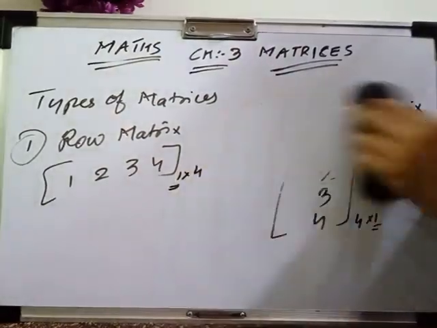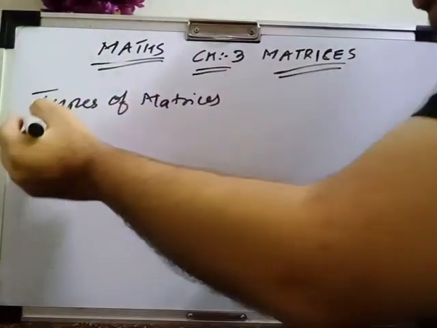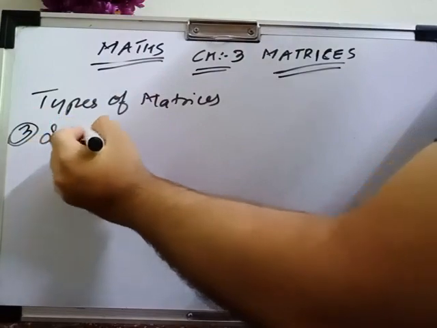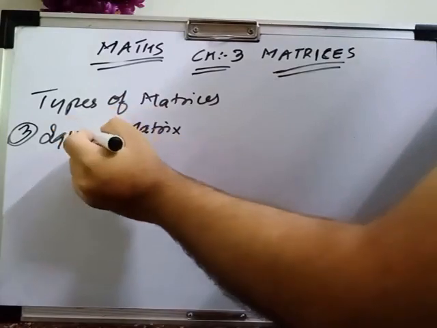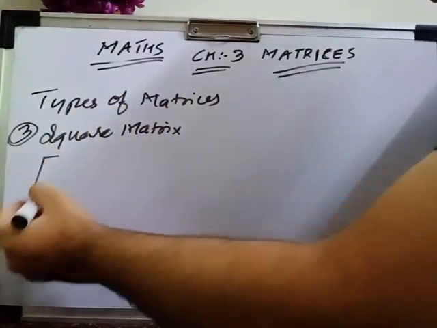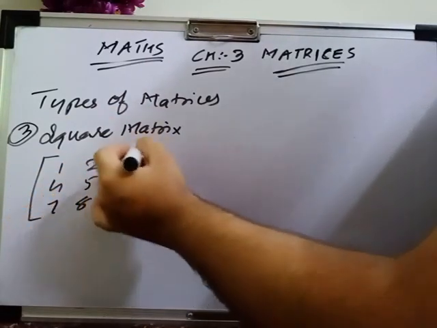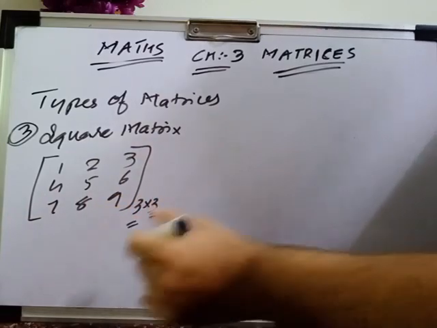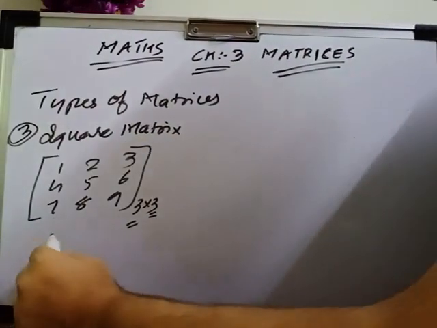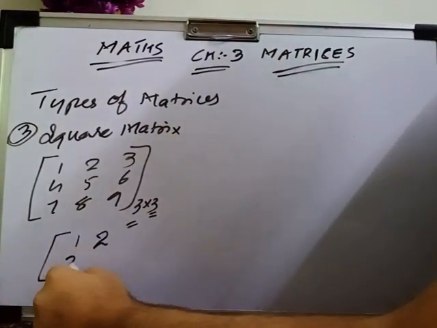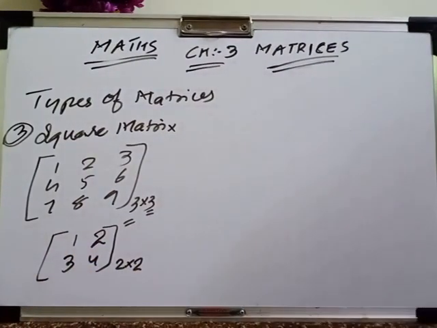Another is a square matrix. Right. In this type of matrix, the number of rows and the number of columns will always be equal. Here it is having 3 rows and 3 columns. One more example is this, where the number of rows and number of columns is 2.